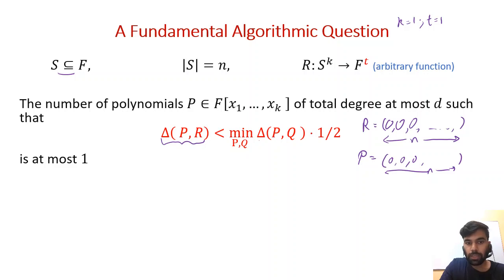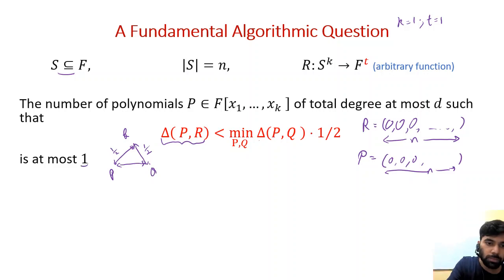Well, it should be clear that the number of such p's which are so close to r can be at most 1. For instance, if p is close to r and q also happens to be close to r, and both are less than half the minimum distance close to r, then the distance between p and q will be smaller than the minimum distance, which is an absurdity. So combinatorially, we know that the answer can be at most 1.